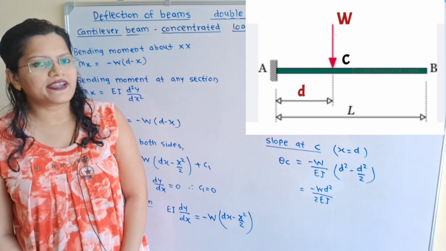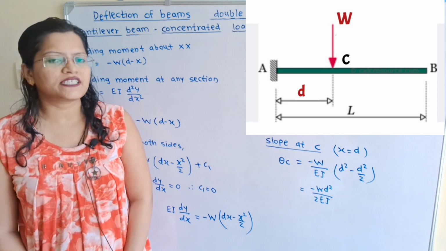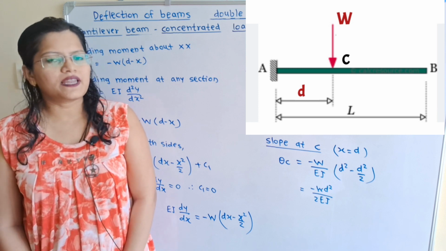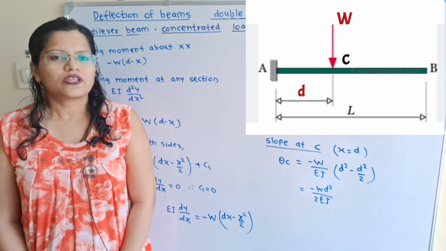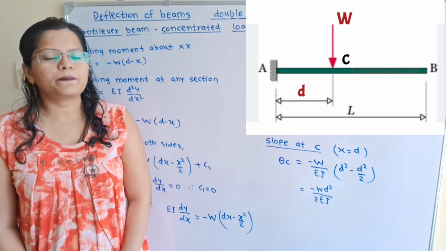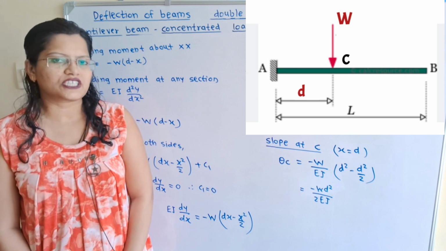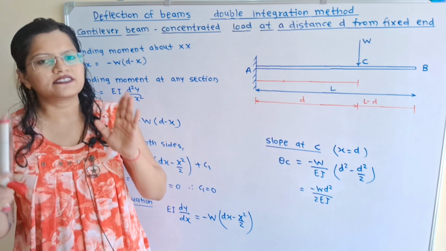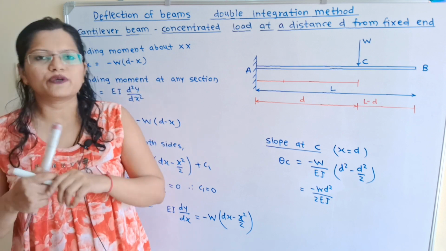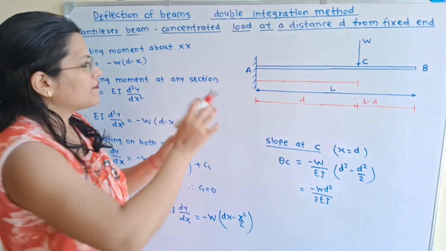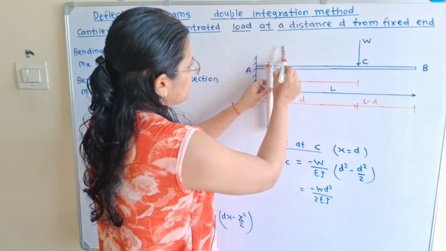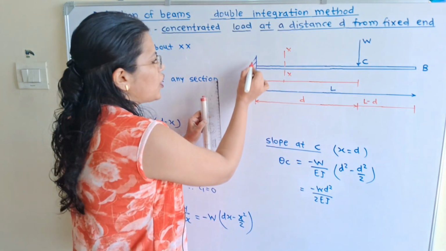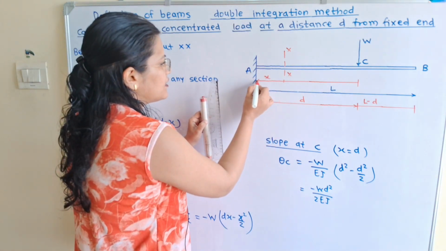And we have to find out the slope equation as well as the deflection equation by using the double integration method. Now we will first find out the bending moment along the section XX. So we will consider any section XX in between the fixed end and the point load W. So I will consider this section XX, and this section XX is at a distance small x from this fixed end A.